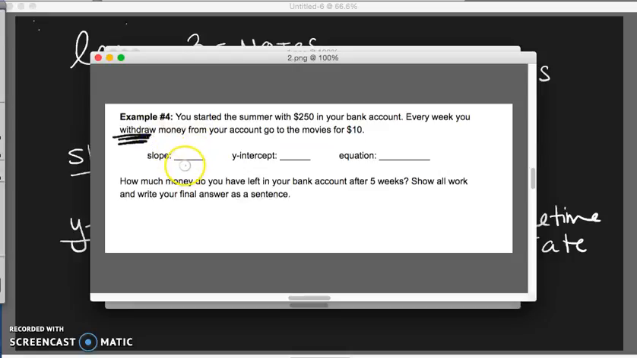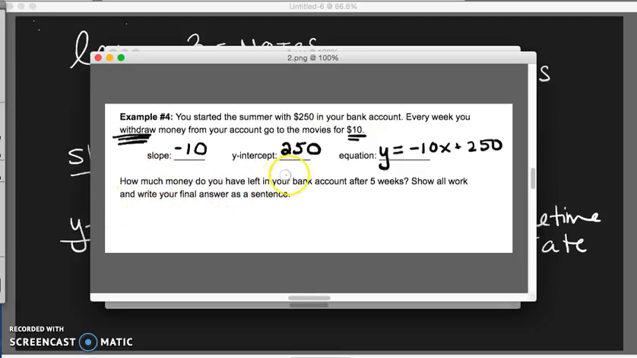What do you know about your slope if you are taking out money? It's not going to be a positive slope, but a negative slope because you are withdrawing $10 every week. So your slope is subtracting 10, minus 10. And you started the summer off with a bank account of $250. So y equals negative 10x plus 250.